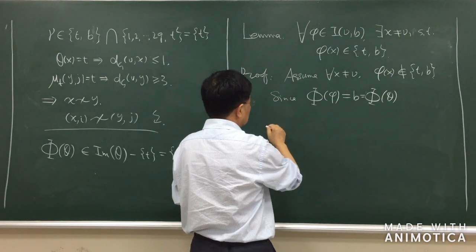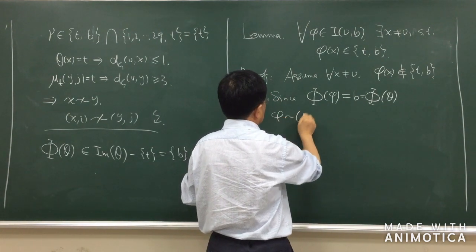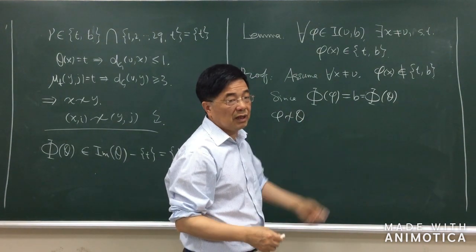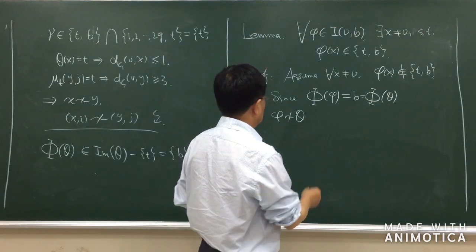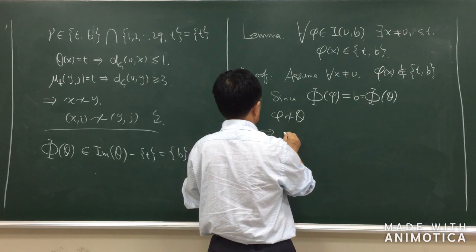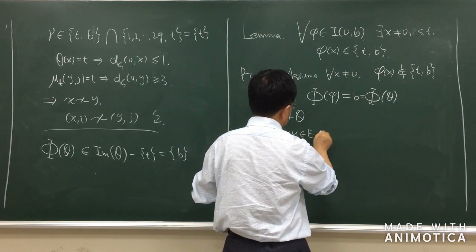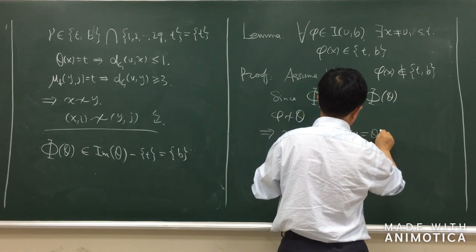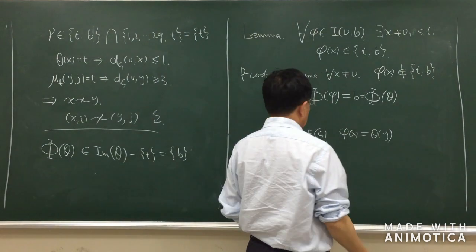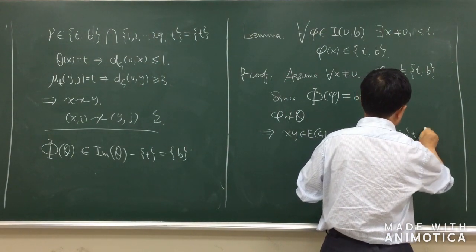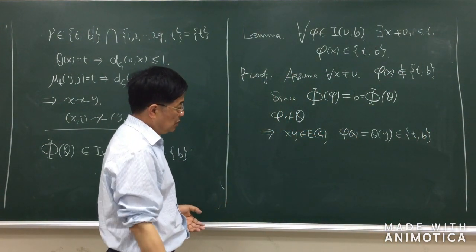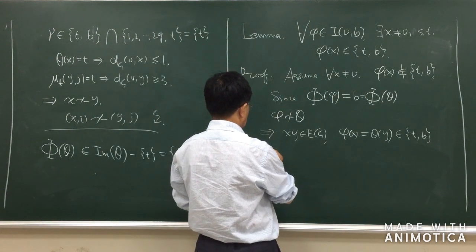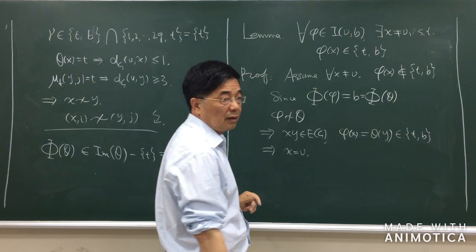And therefore phi is not adjacent to theta. If they are adjacent, they cannot be colored by the same color. Phi is not adjacent to theta, that means there exists xy belonging to the edges of G such that phi x equals theta y. And the image of theta is either b or t, because theta maps everything to t or b. But we said every x not equal to b is not t or b, and therefore this says x equals b.